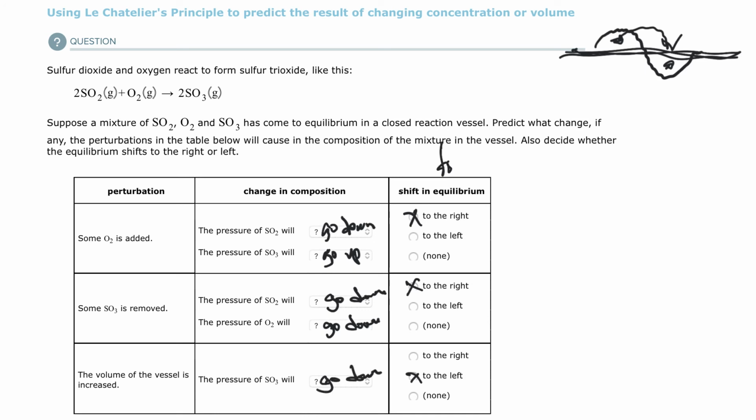Okay, lots of questions, but I think if you get your mind on the right track, I think you'll be able to answer them okay.